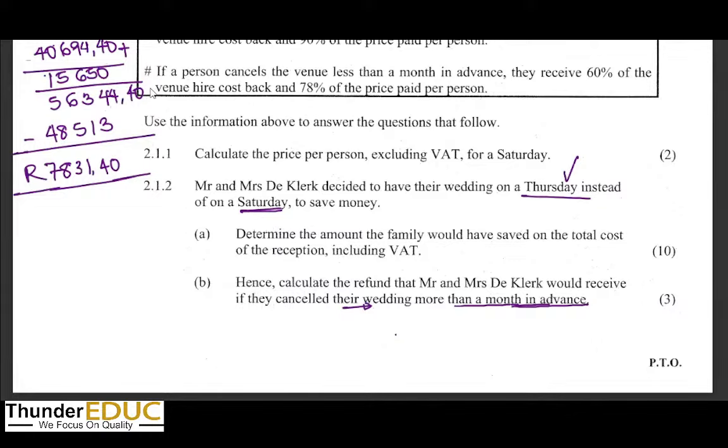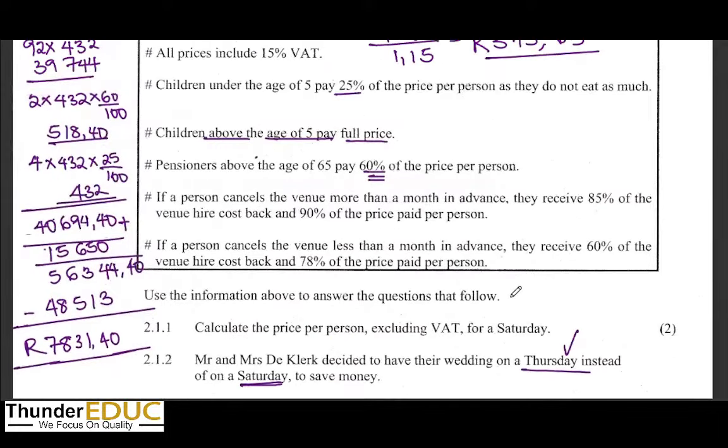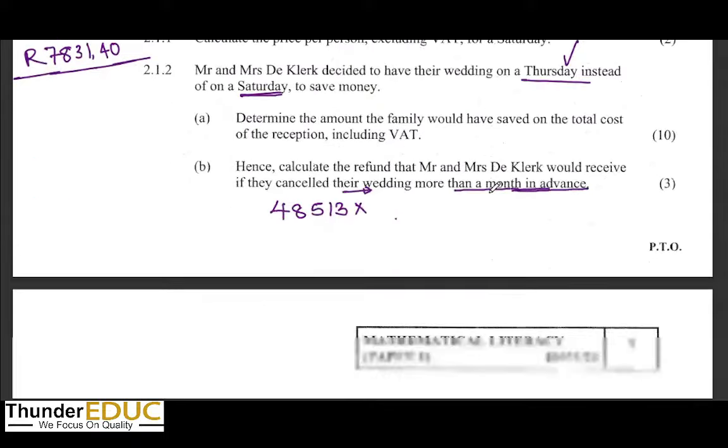All right. So on Thursday we've already seen what they will have spent. So how much do they get into that? More than a month in advance, it's here. More than a month in advance, you get 78% of the venue hire cost, but as they will not have venue hire cost, and 90% of the price paid per person. So here we shall use the 90% because these people don't have the venue hiring.